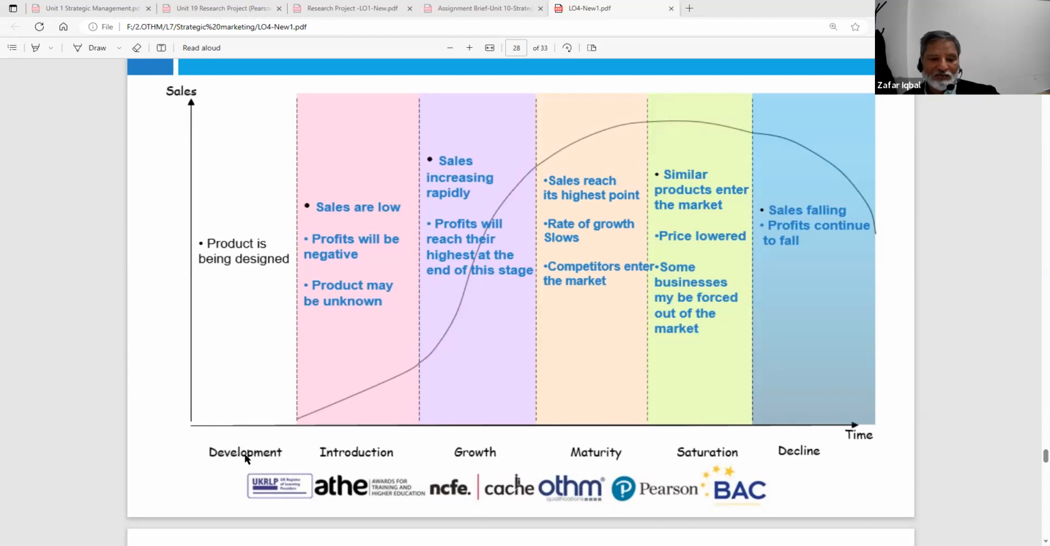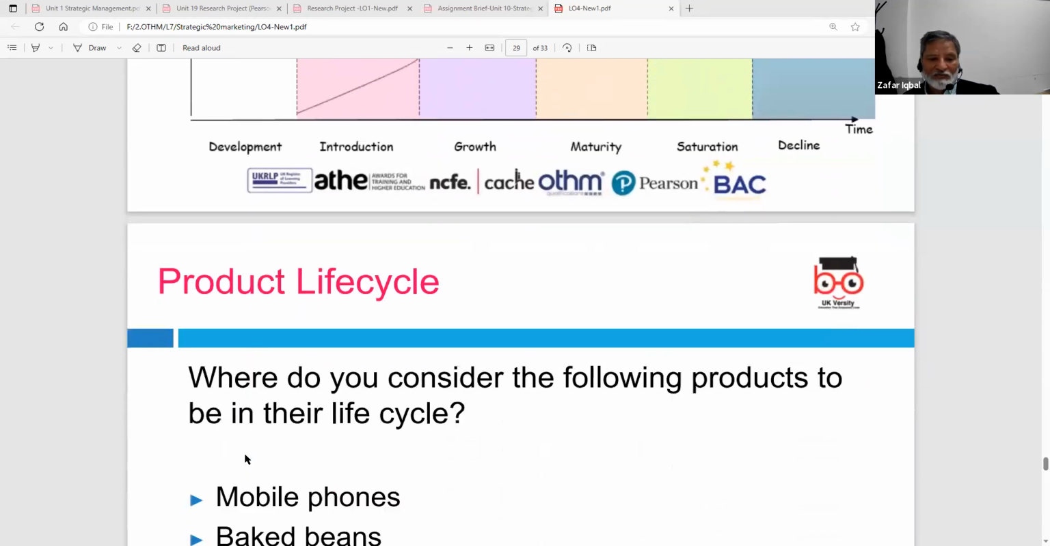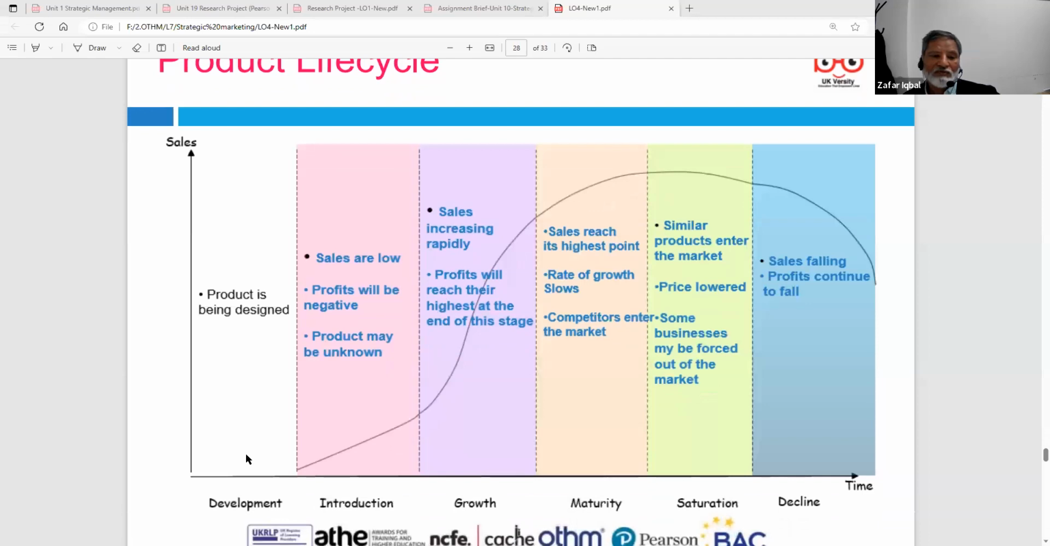Now, development stage is where you go through a phase of developing, designing, maybe researching, for example, a product, before it's introduced. So you are at a developing stage. This is the pre-introduction stage, which is this one here. You're being developed, you're being researched, being designed, being thought about. So that is the development stage.